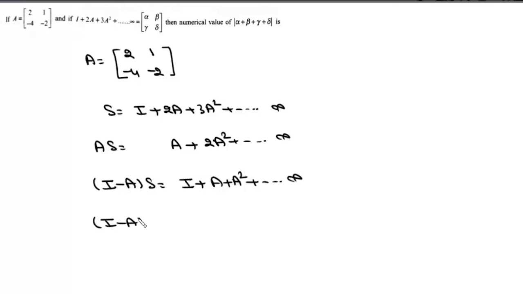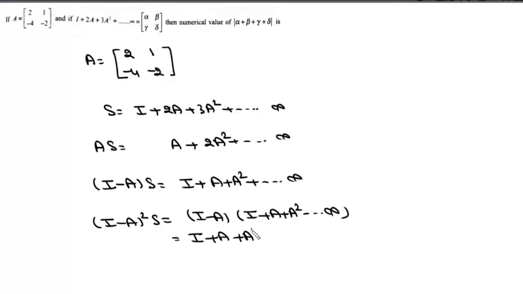Now we multiply it with I minus A again. So we can write (I minus A) square into S will be (I minus A) into I plus A plus A square up to infinite. Now this right hand side will be I plus A plus A square, and then it will be minus A minus A square minus A cube up to infinite. Now all these matrices will cancel. So we can write (I minus A) square S is equal to I. And basically this sum is equal to the inverse of (I minus A) square.